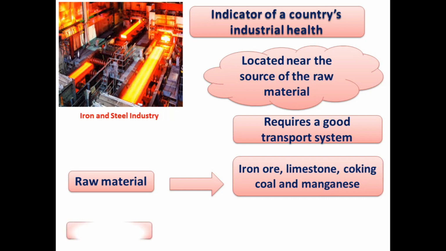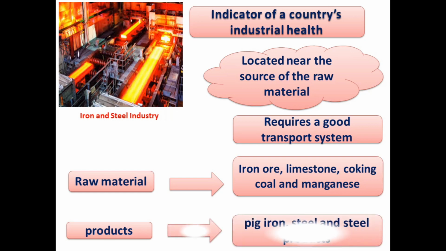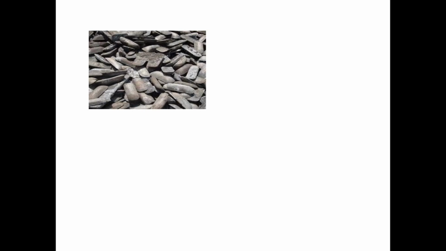And which products are these industries producing? That is pig iron, steel and steel products. Which products are these industries producing? Pig iron, steel and steel products. Do you know what steel and steel products are? Then do you know what pig iron is? This is called pig iron.